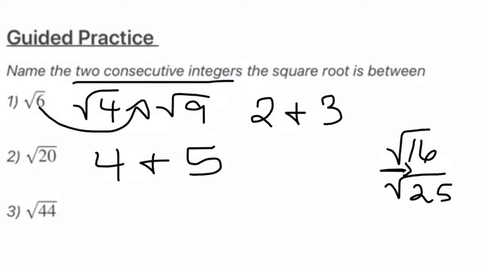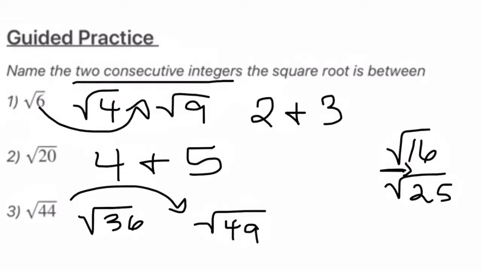All right, let's try one more. Go ahead and pause the video and try and find what 2 consecutive integers the square root of 44 falls between. All right, guys, so looking at my list, I know that the square root of 36 is less than 44, and the square root of 49 is more than 44, and 44 falls perfectly between 36 and 49.